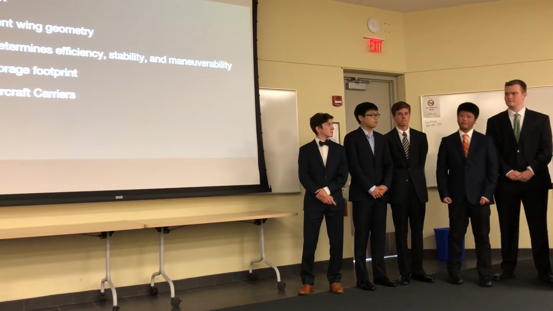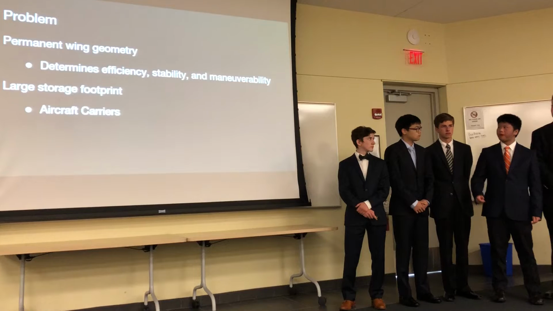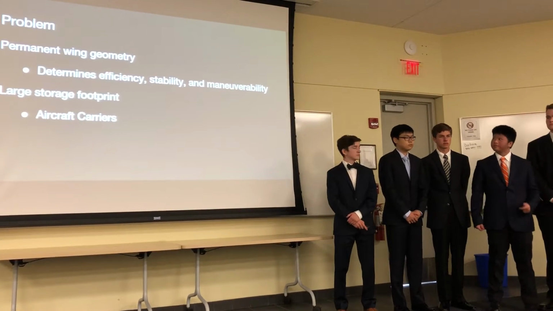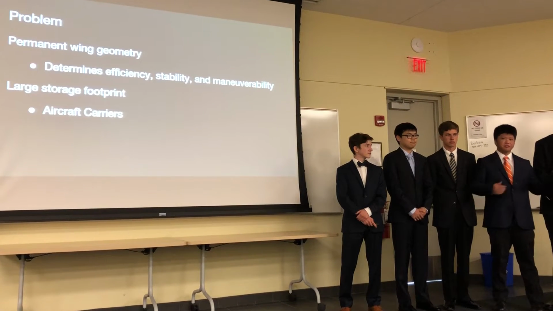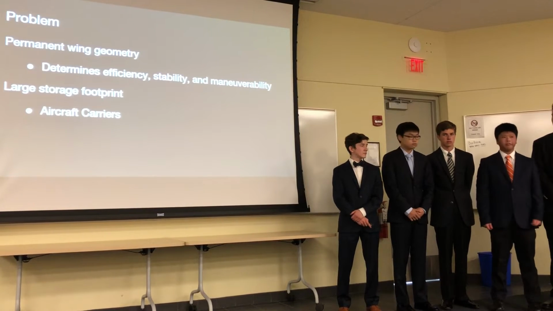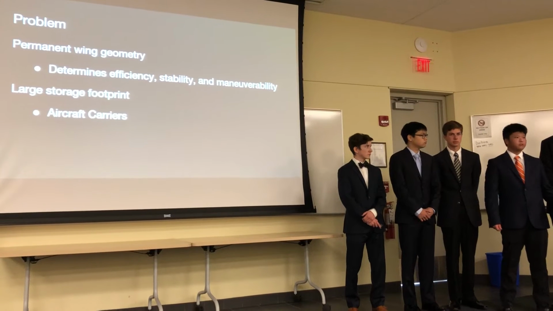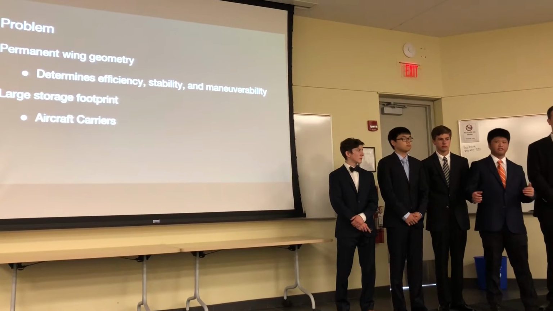Before we started on our goals for our project, we first identified two problems with modern aircraft. The first is a permanent wing geometry determined years and months ahead of aircraft production. This usually trades between efficiency, stability, and maneuverability, making sacrifices in one area to make benefits in another. Another problem we found was a large storage footprint. This has been a problem ever since World War II, where aircraft carriers have to carry many planes and there's not a lot of space, making it very dangerous to work.